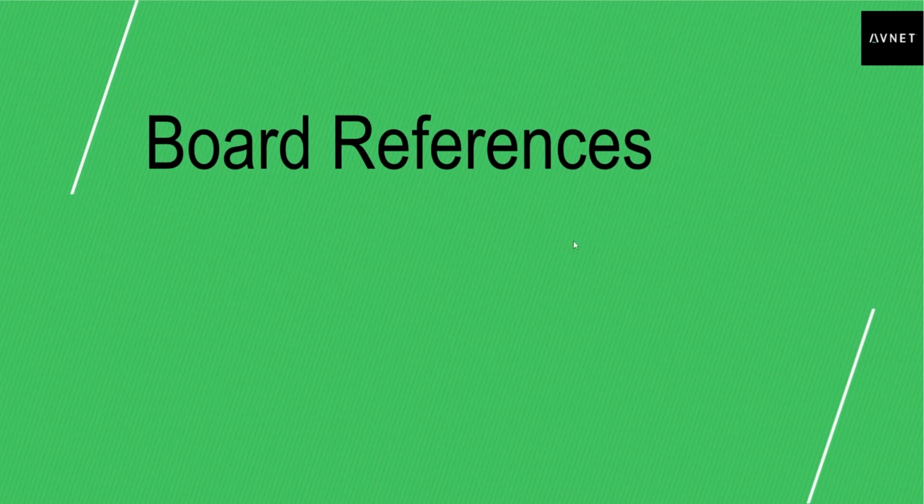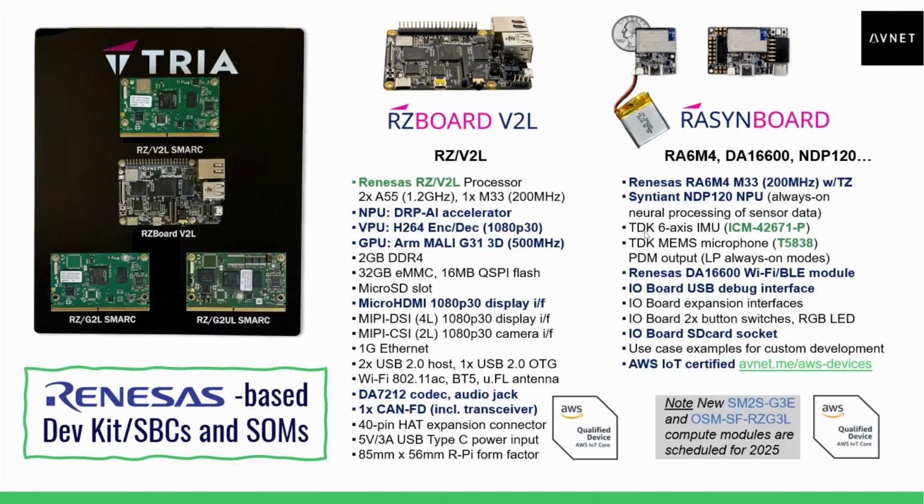So I'm going to close out here by providing references on our Renesas-based dev kits, SBCs, and SOMs. On the left here, as seen previously, the RZ board V2L and its generic computing / HMI focused siblings, the G2L and the lower powered G2UL, just now coming into mass production. On the right, the Raisin board, another edge AI oriented device that has some great reference designs for using AI in relation to IMU or audio data, like classifying machine health through vibrations.